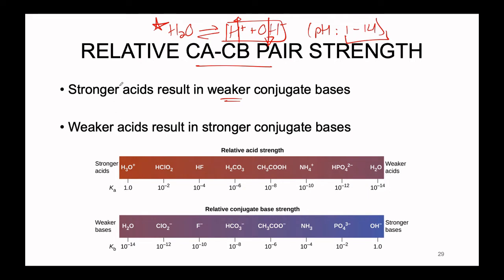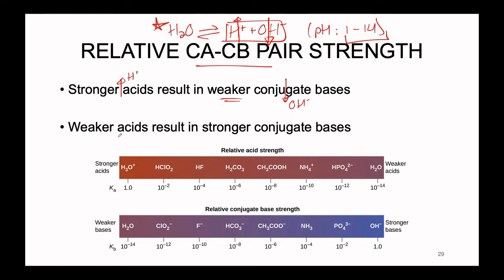So if we have something that is a very strong acid that is going to be increasing the H+ concentration, in the reversible reaction, the amount of base that is going to be creating OH- is going to decrease. We're going to have less OH-, and because of that, we're going to have a weaker conjugate base.